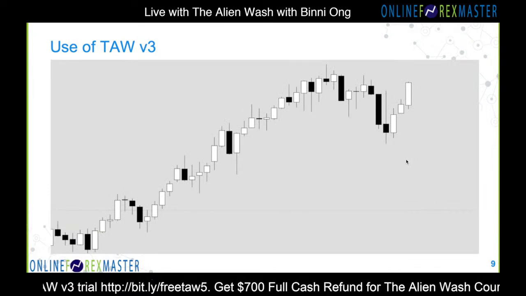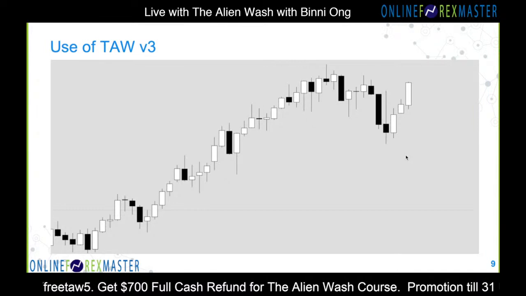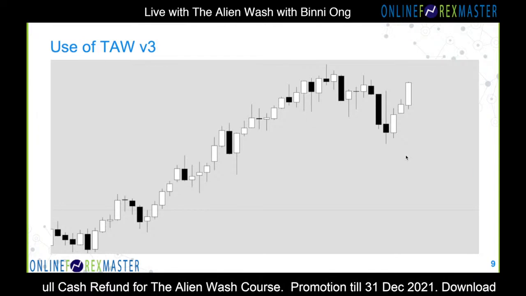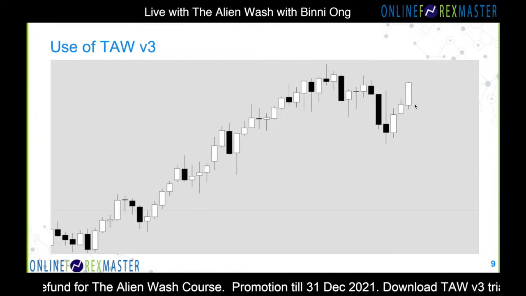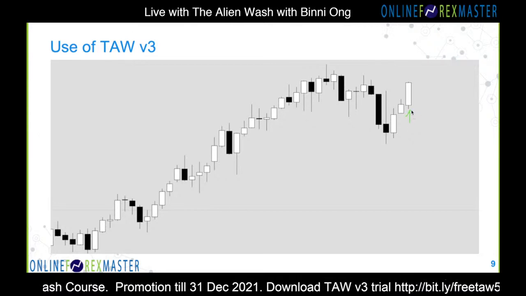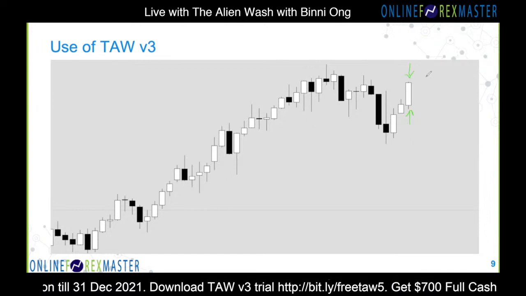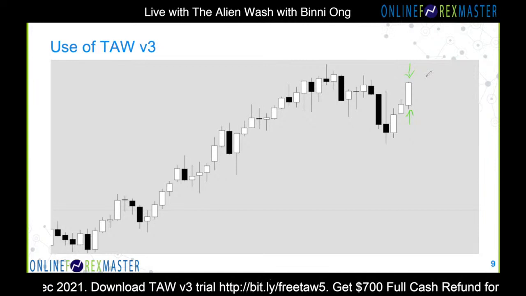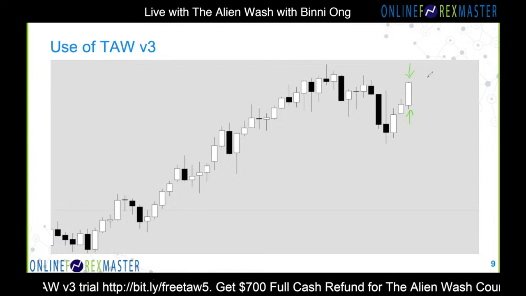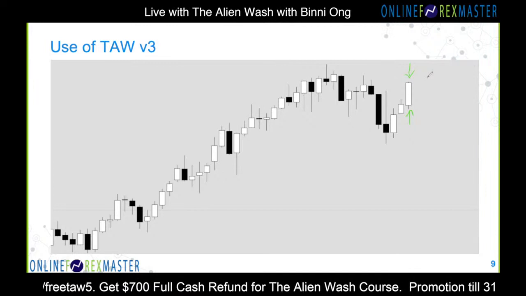Let's take a look at this example here. This is a trade that happened recently. I'm not going to let you know what trade it is, but we'll do one more exercise. Same thing, at this bar here. I'm just going to mark it for you, this green color one. What are you going to do? Are you more likely to buy or more likely to sell? What do you think? Give me your response. More likely to buy or more likely to sell?